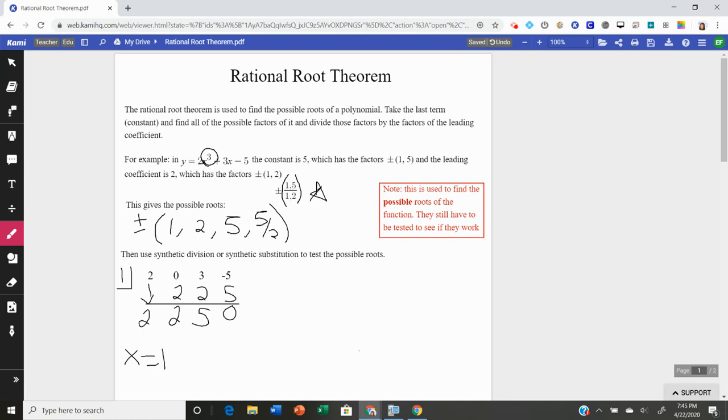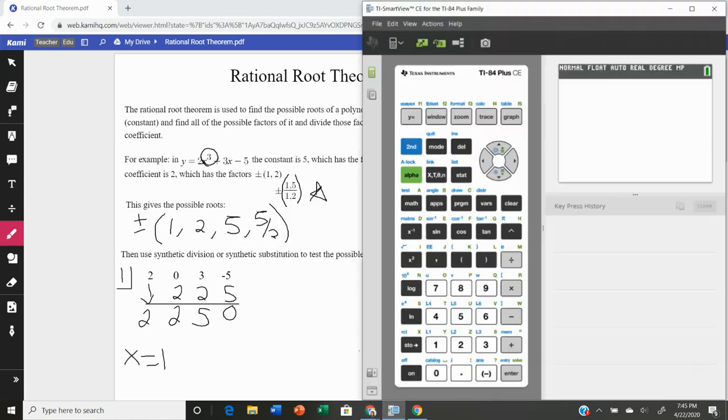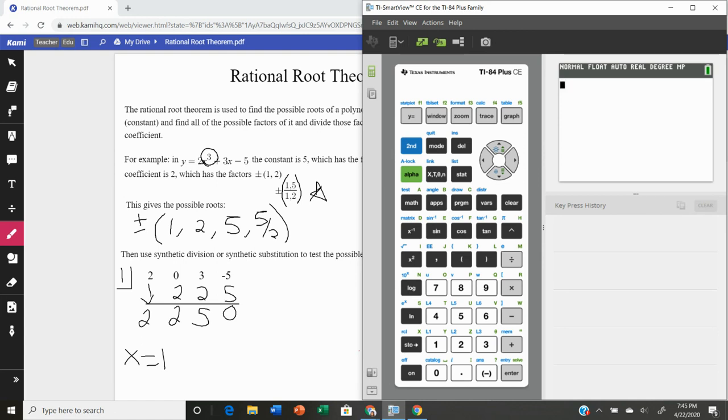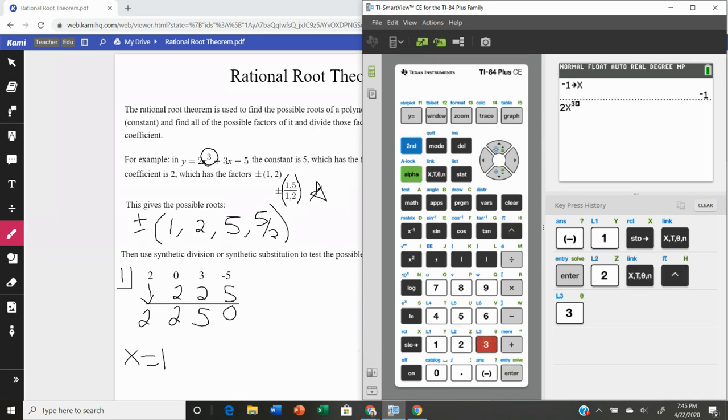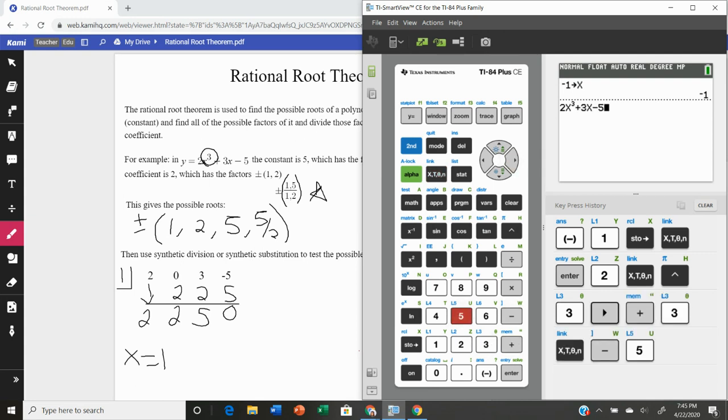So to show you how to do this on the calculator, if you have your graphing calculator with you, we can go ahead and start testing some possibilities. So let's say -1. We still have to test that one. So -1, I'm going to store that as my x value, hit enter to confirm, and then start typing in my equation. 2x cubed plus 3x minus 5, hit enter, and we get -10 as a remainder, and therefore we know that that is definitely not one of our roots. Cross that off the list.